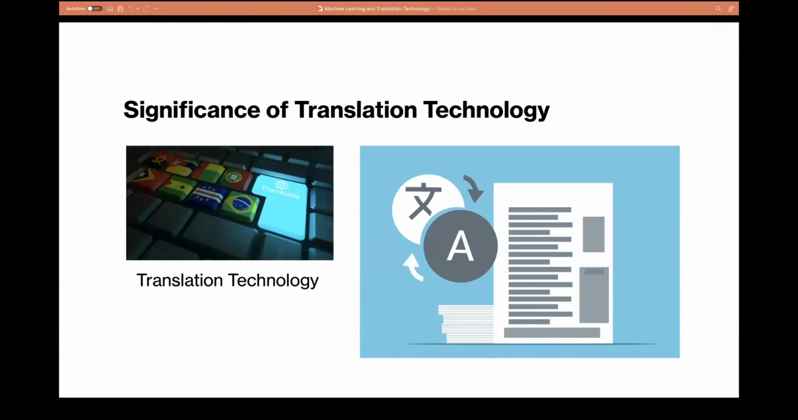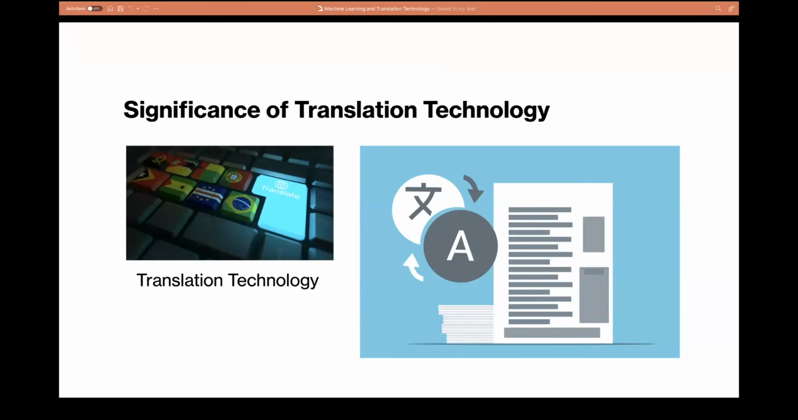So we have different forms of bilingual activities, and also we need to deal with different subject matters as well, from literary translation to business translation, legal translation, and social media translation, and so on. Given the fact that we have new and emerging forms of translation activities, translation technology can be very helpful in enhancing the effectiveness and efficiency of translation.